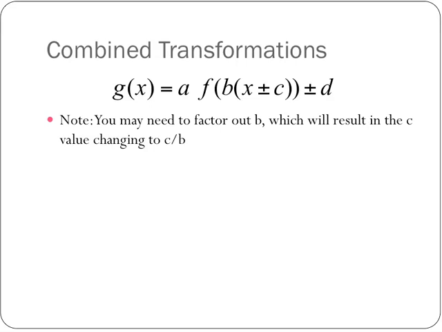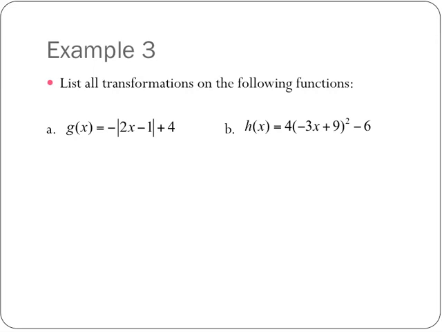Let's look at example 3. List all transformations on the following functions. So g of x equals negative the absolute value of 2x minus 1 plus 4. Okay, so first thing we see here is that inside of the absolute value function, we have 2x minus 1. The 2 is not factored out. So let's deal with that first.